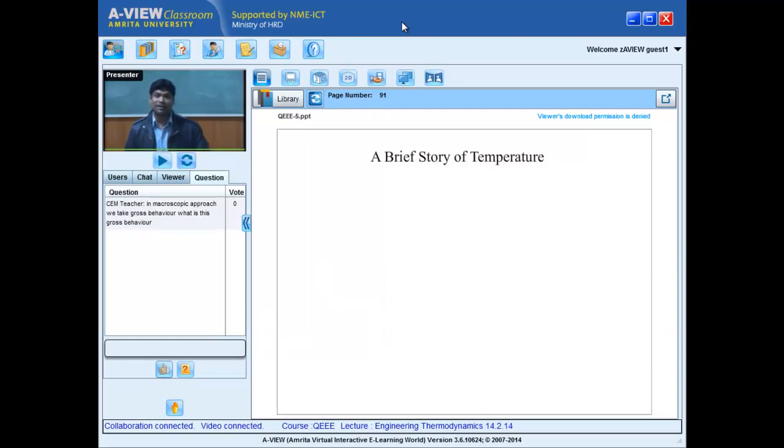Can I have a one-to-one correspondence? But there is no doubt, the higher the number of collisions in a second per unit area, the more the pressure. The lesser this is, the lower the pressure. But it works. It's a macroscopic and gross behavior.